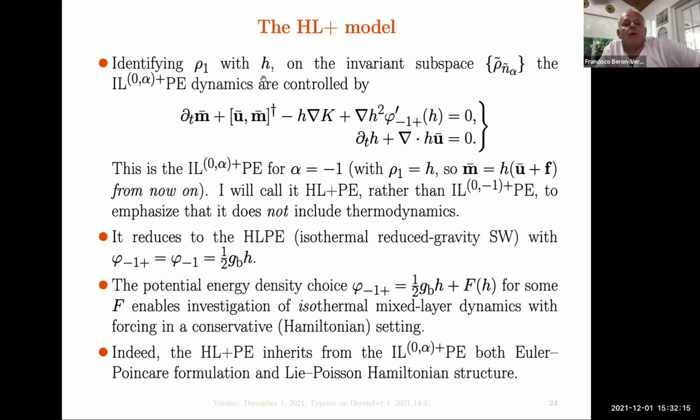So we identify rho one with H. This is a situation where you have alpha equals minus one. It's just the shallow water equation. I call it plus because in my formulation I have this object in here, which is not just the pressure gradient that would be like that if we just take phi with this particular form.